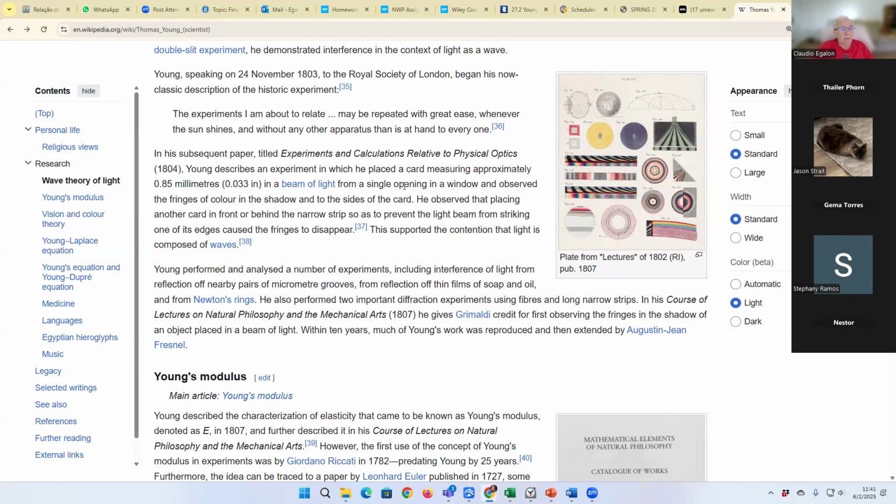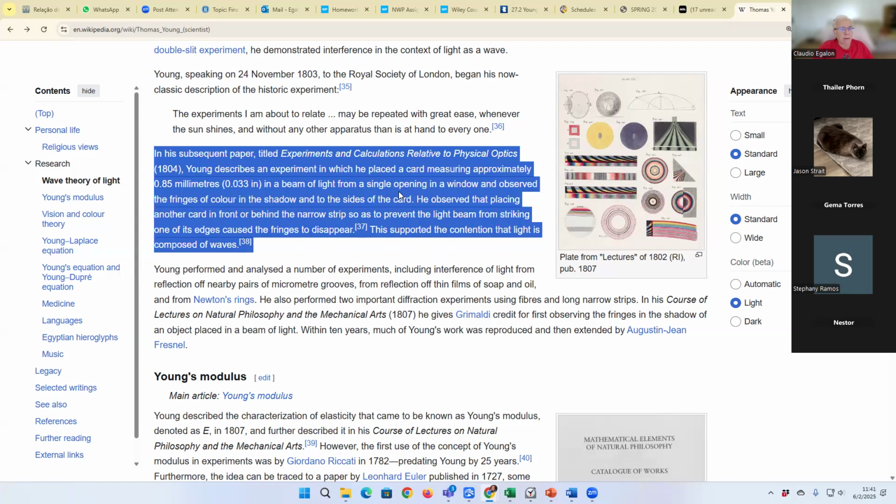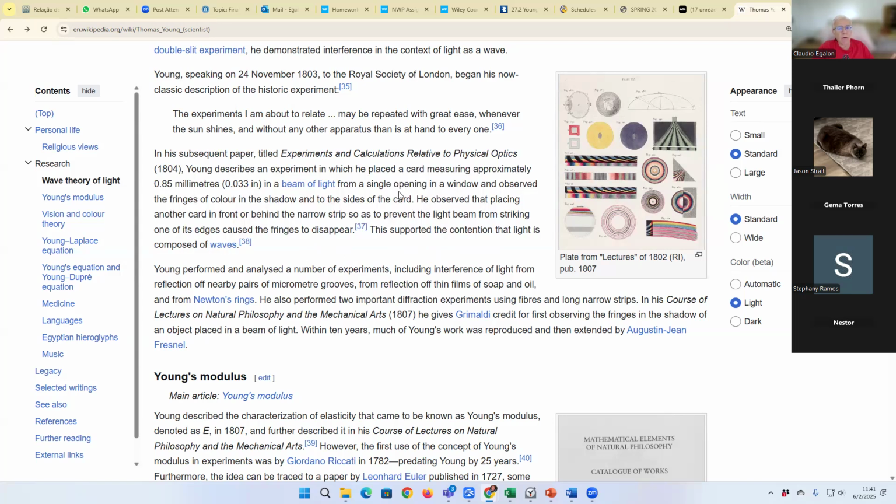In a beam of light from a single opening in a window, he observed the fringes of colors in the shadow and to the sides of the card. He observed that placing another card in front of or behind the narrow strip, so as to prevent the light beam from striking one of the edges, caused the fringes to disappear. This supports the contention that light is composed of waves, okay? So that was the imagination that he used. How you're going to do an experiment that today we can look at very easily because we have technology to do that, right?